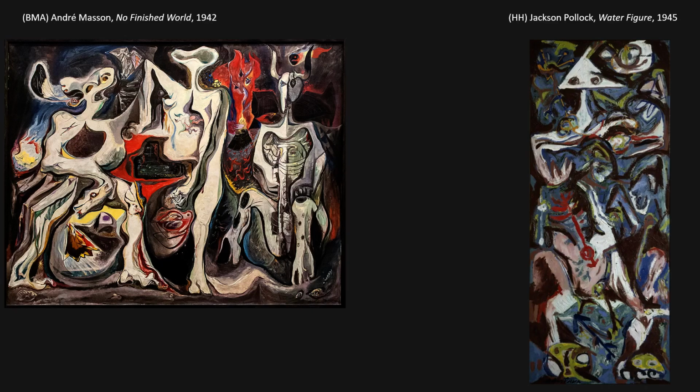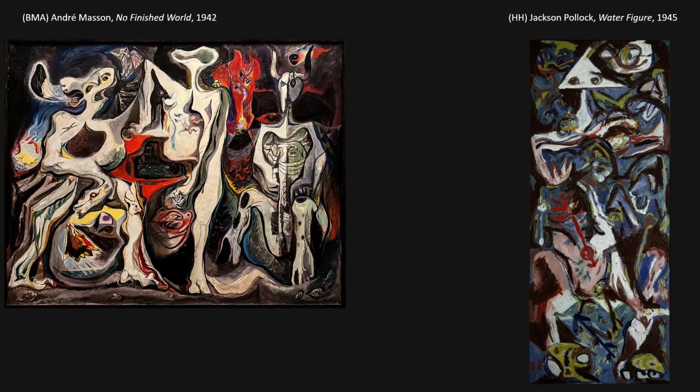When he moves to New York, Masson does slightly more figurative works based on his experiences as a refugee coming out of Europe. So No Finished World, a very large picture up in Baltimore, is intended with these figures that still retain some of the nebulous, organic shapes from his drip pictures, becomes much more figurative, with the idea of being a metaphor for the horrors of Europe that he left behind.